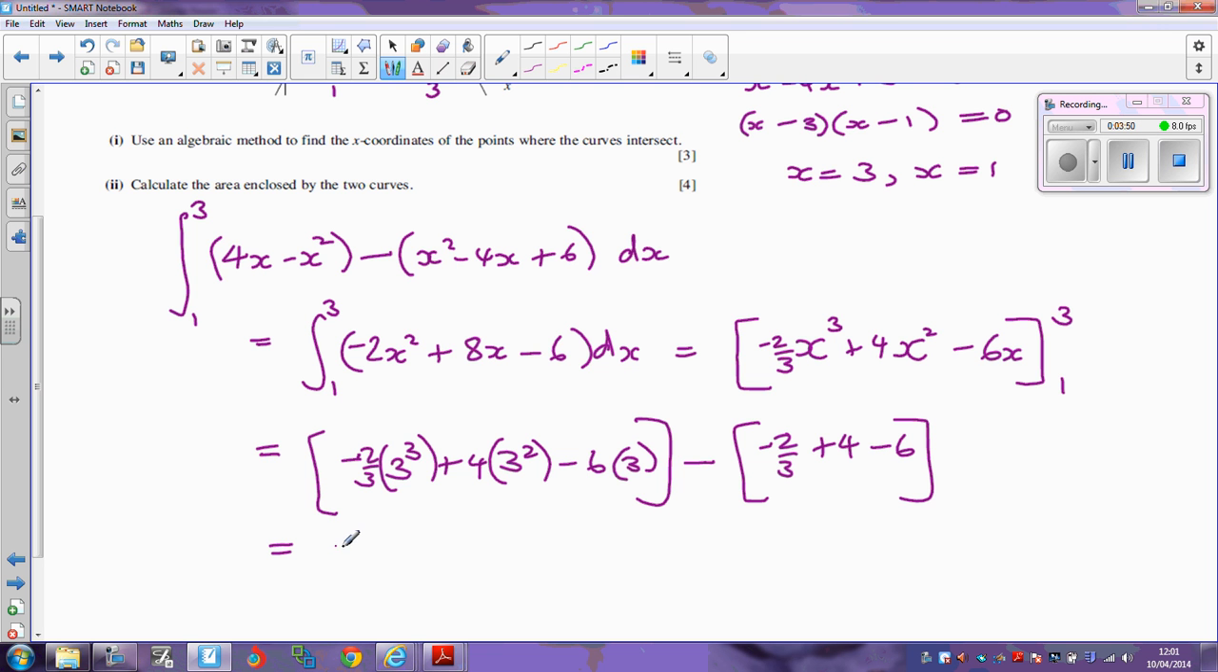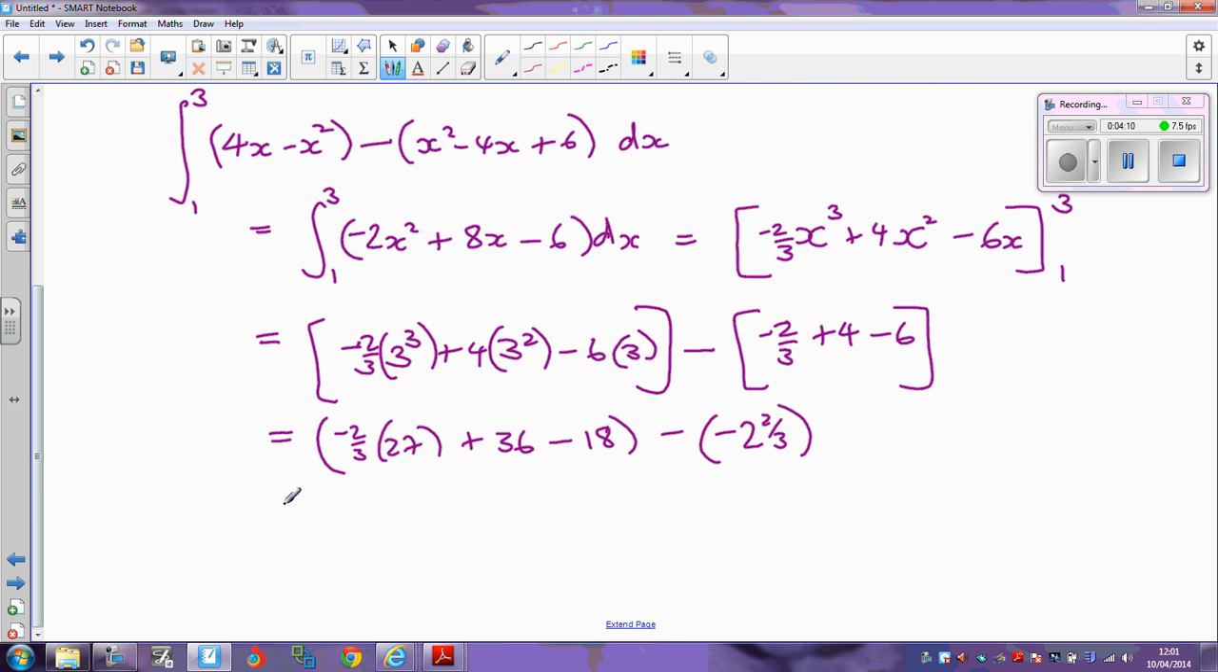Okay, let's carry on. I'm going to do minus 2/3 of 27 plus 4 times 9, that's 36, minus 6 threes, that's 18, and then minus, if I do 4 take away 6, that's minus 2, minus 2/3 is minus 2 and 2/3. If I keep going, a third of 27 is 9, so 2/3 of 27 is 18, so this becomes minus 18 plus 36 minus 18, and then this minus 2 and 2/3 becomes plus 2 and 2/3.